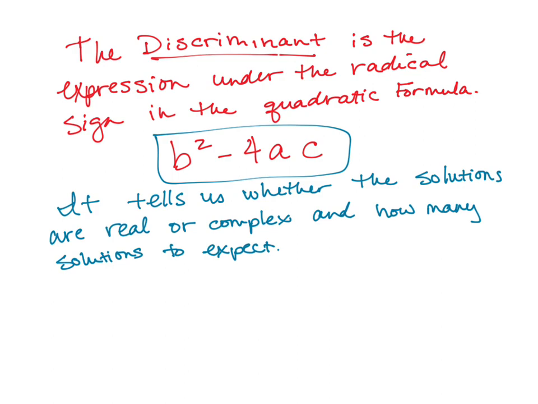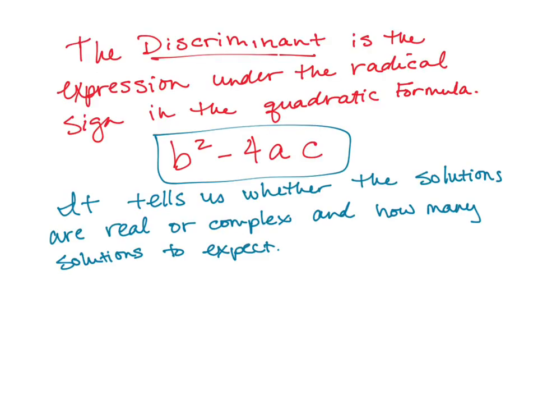It tells us whether the solutions are real or complex and then how many of each kind we're going to get. Y'all ready? This is going to be example 11, and it's the last one. Before we do example 11, we're going to write down some rules for the discriminant.